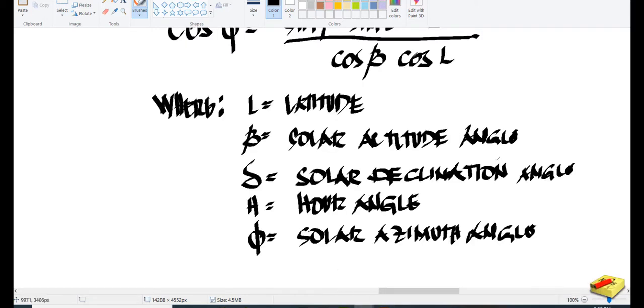Then we have here the definitions. L is for latitude, then we have this symbol for the solar altitude angle, then this one for the solar declination angle, H is for the hour angle, then the solar azimuth angle.